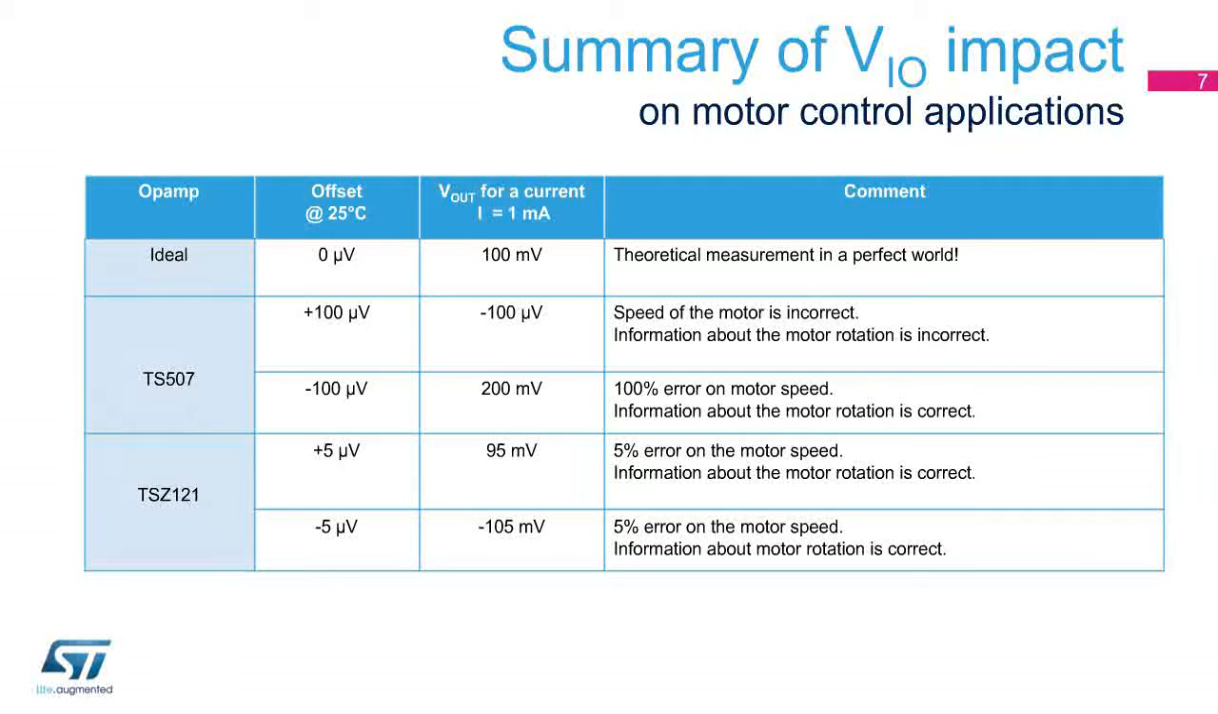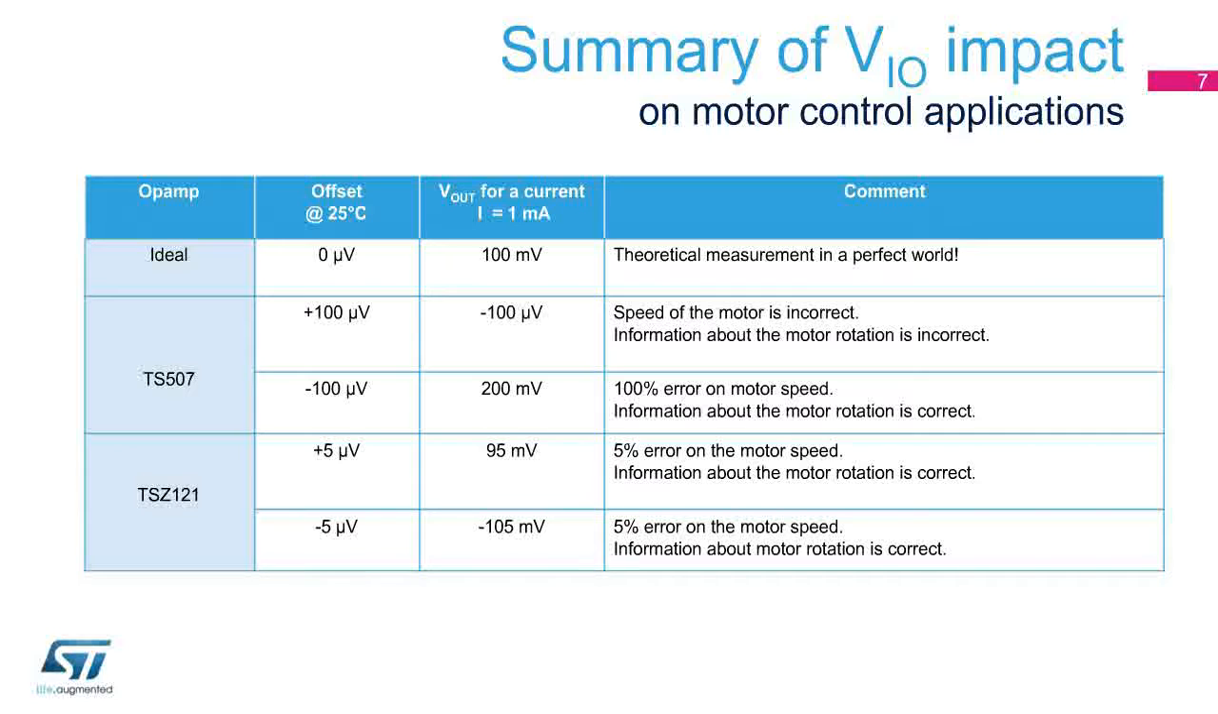This table summarizes the real impact of the VIO with two different amplifiers, TS507 and TSZ121. With the TS507 and a positive VIO of plus 100 microvolts, the result on the output is completely incorrect, even in regards to the motor's speed and rotation direction. If the VIO is negative, the rotation direction of the motor is okay, but we make an error of 100% on the motor speed.